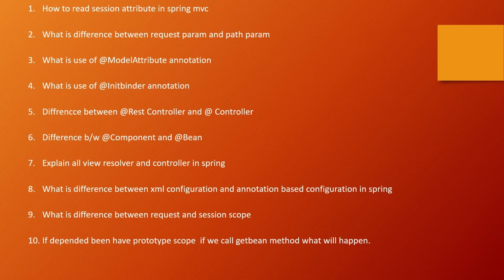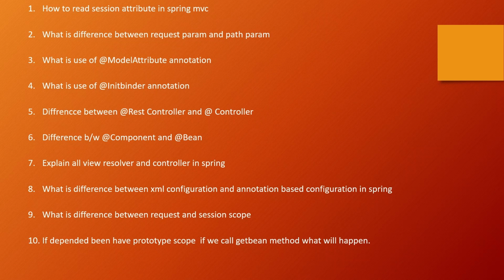param and path param. If you are using any REST API call to communicate from one service to another service, in those cases we will use multiple parameters as request parameters, path parameters and so on. So what is the difference between both? And next, what is the use of the model attribute annotation. This is the third question, which is an annotation-related interview question: what is the model attribute annotation, and when to use this one.